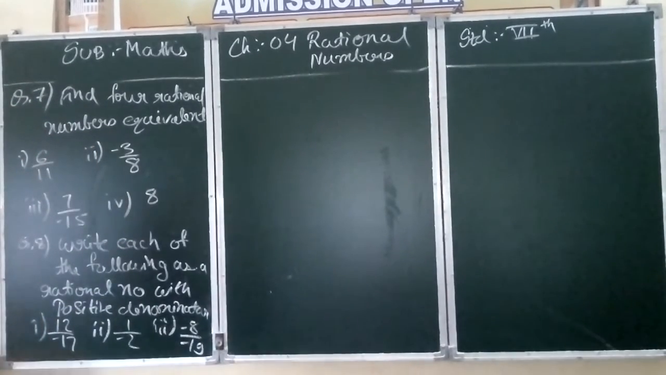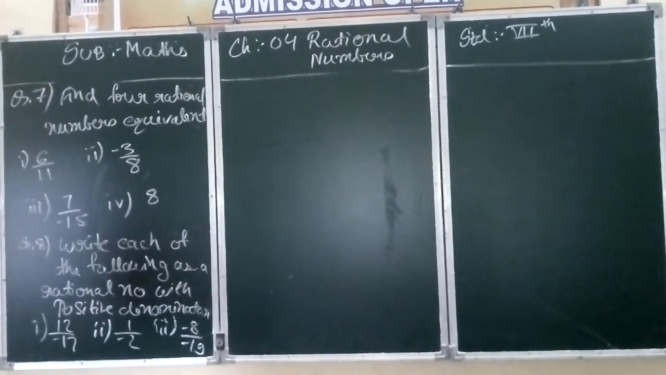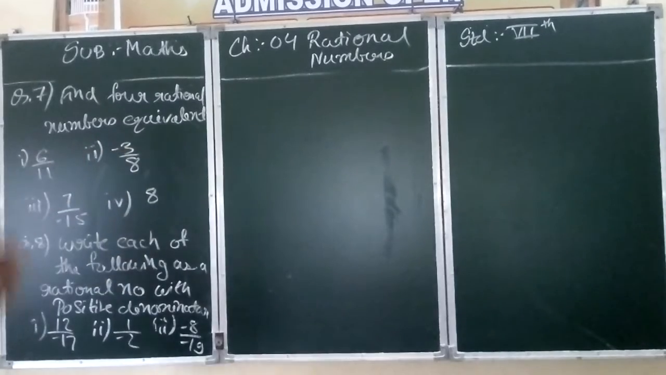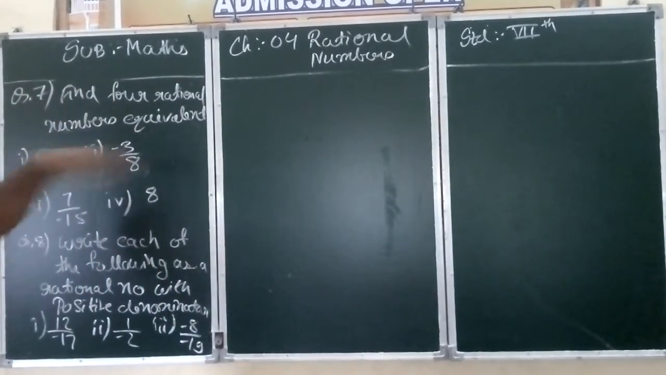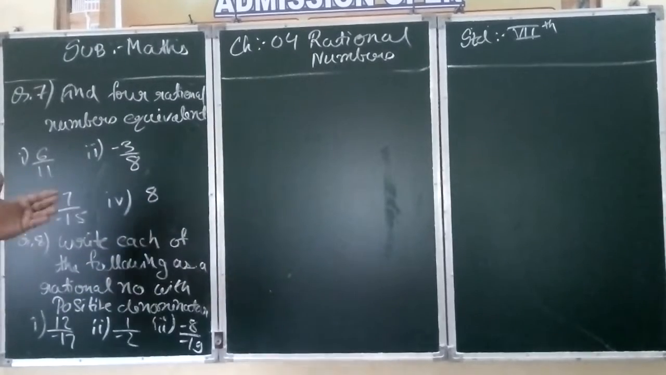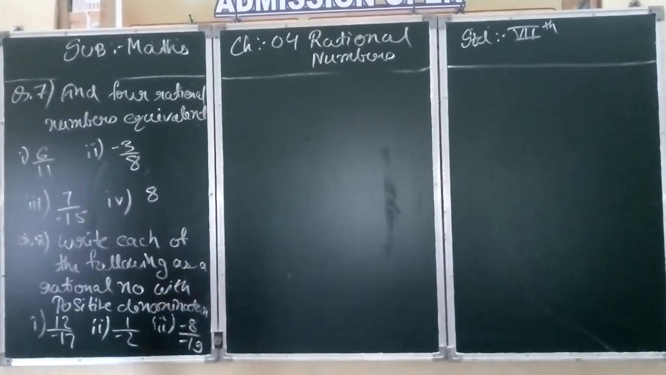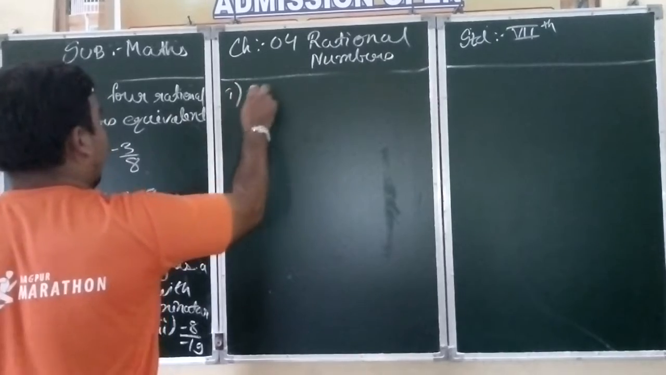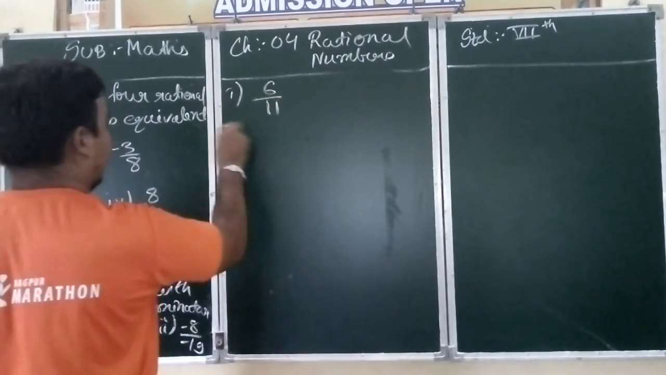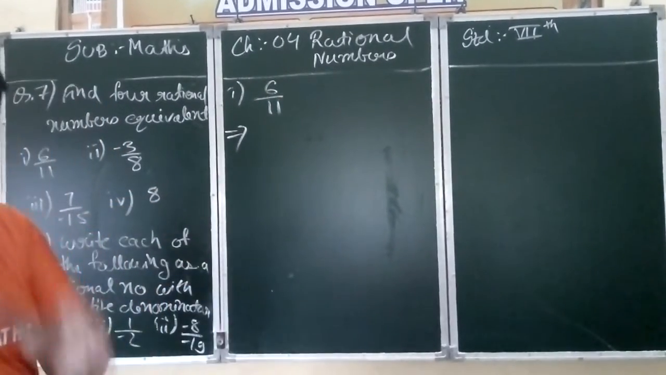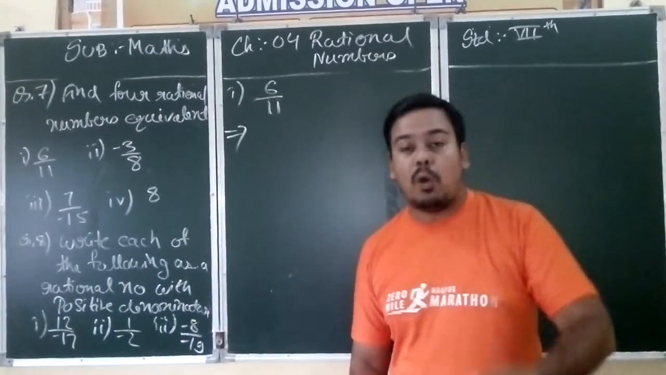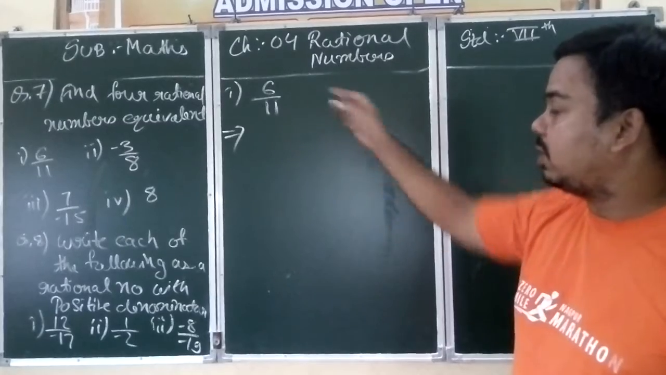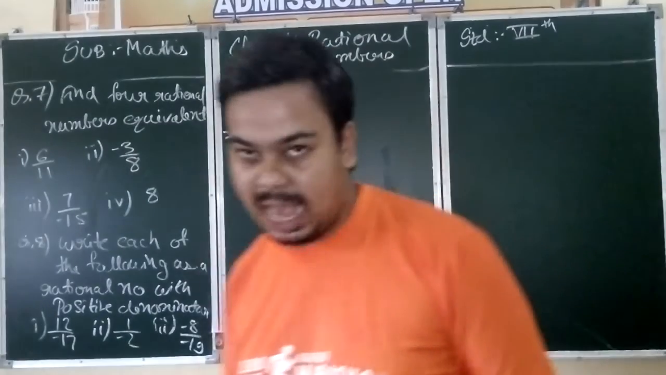Exercise 4.1, continuing from where we started. Question number 7: Find 4 rational numbers equivalent to the given ones. That means we find 4 more rational numbers equivalent to each of these rational numbers. The first number is 6 by 11. So 6 by 11 is the rational number given, and we find 4 more equivalent rational numbers of 6 by 11.